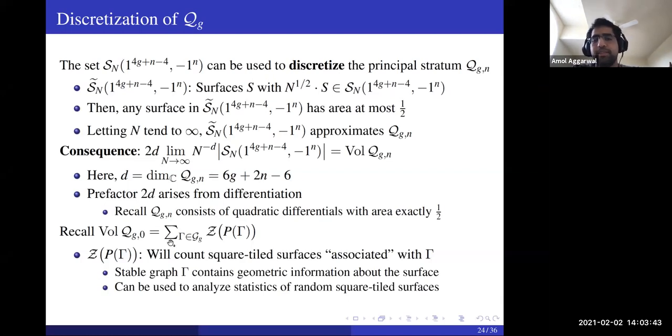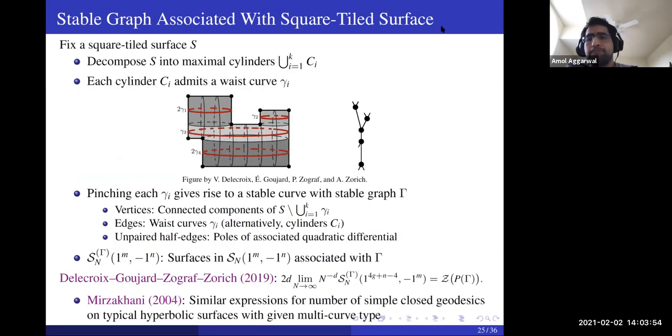And then we will see that these sorts of sums are supported in a few terms. And those few terms will tell me how a typical square tiled surface behaves, along the lines of Andre's question. So let me go ahead and describe what it means to associate a graph with a square tiled surface.